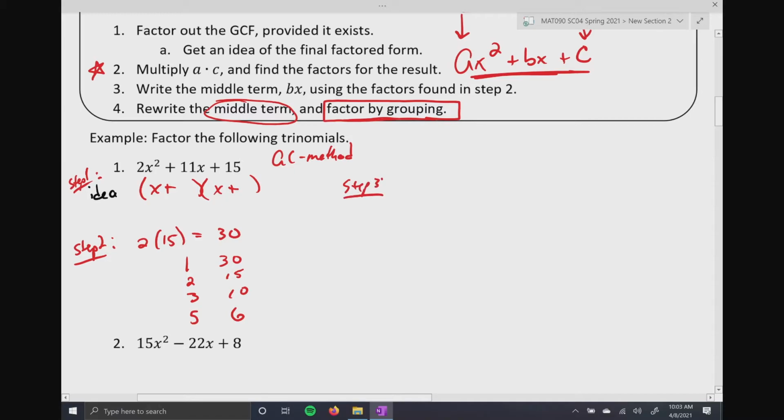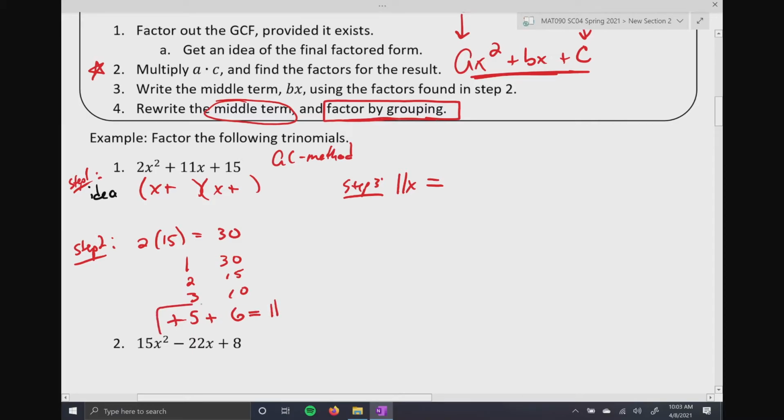I'm going to write my middle term, which is bx. In this case, it's 11x. Let me write that 11x a little bit neater. I'm going to write my middle term using the factors that I found in step 2. So I know, and this is why getting an idea is so important, that when I add these together, I have to try to get 11x. The only way that occurs is all the way down here.